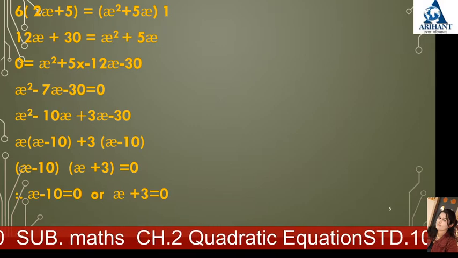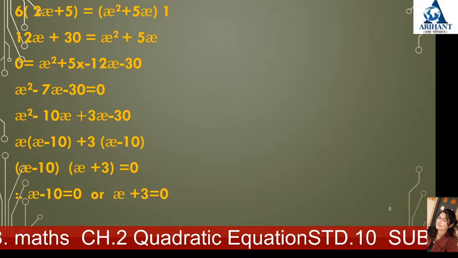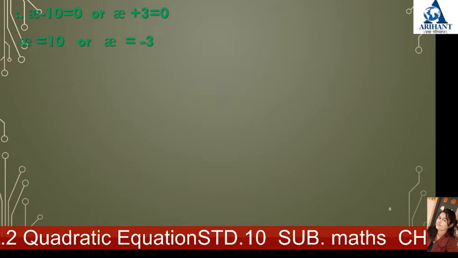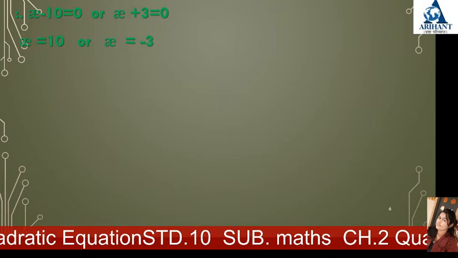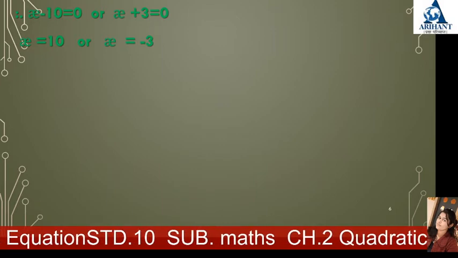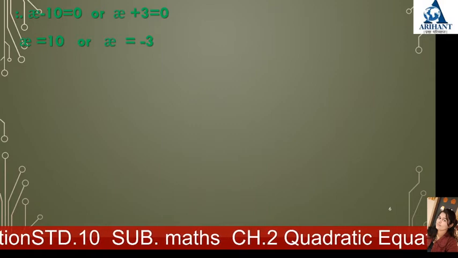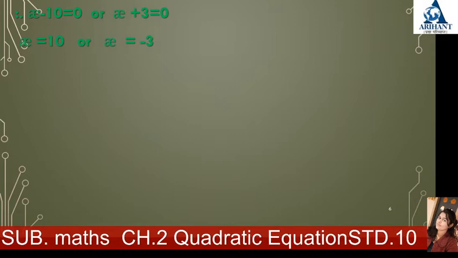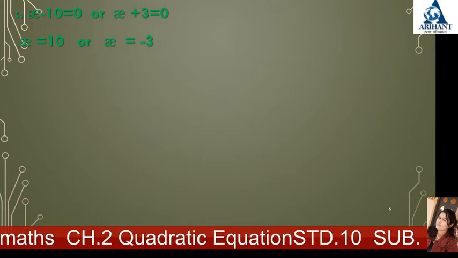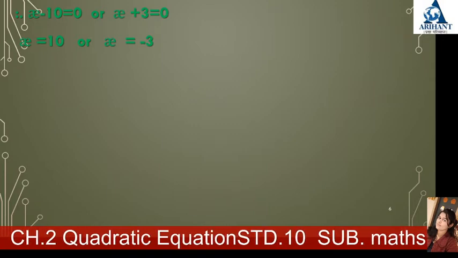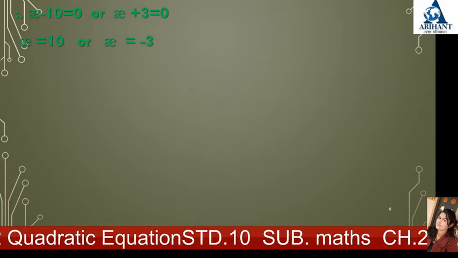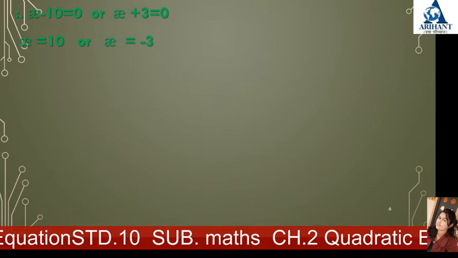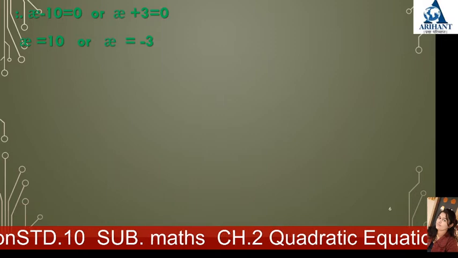Now the next step: x minus 10 is equal to 0 or x plus 3 is equal to 0. Then, our next step is x minus 10 is equal to 0. If you simplify this equation, we will get x is equal to 10, because if 10 is shifted to the right side, its original sign is negative, so it will convert into the positive sign, so we automatically get a positive number. So x is equal to 10, and here x plus 3, it will become x is equal to minus 3.